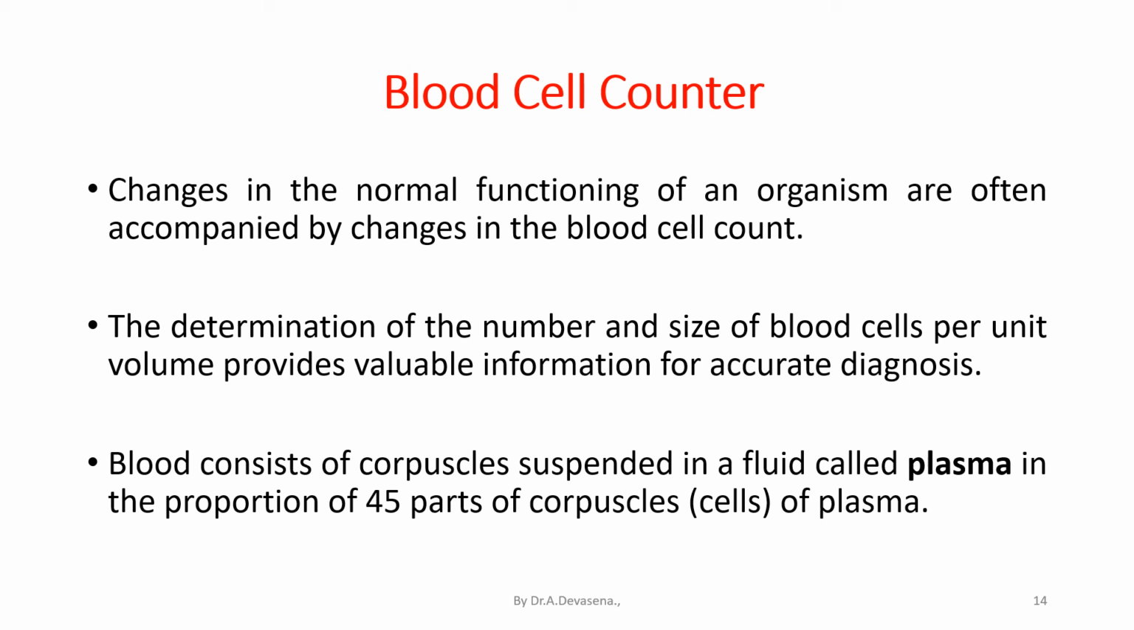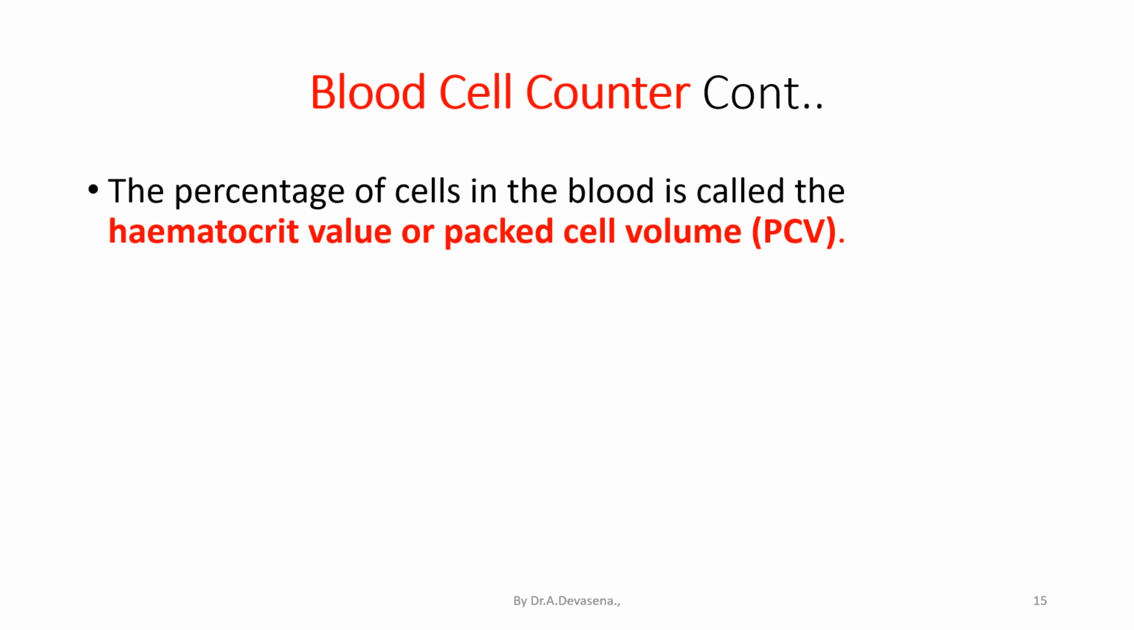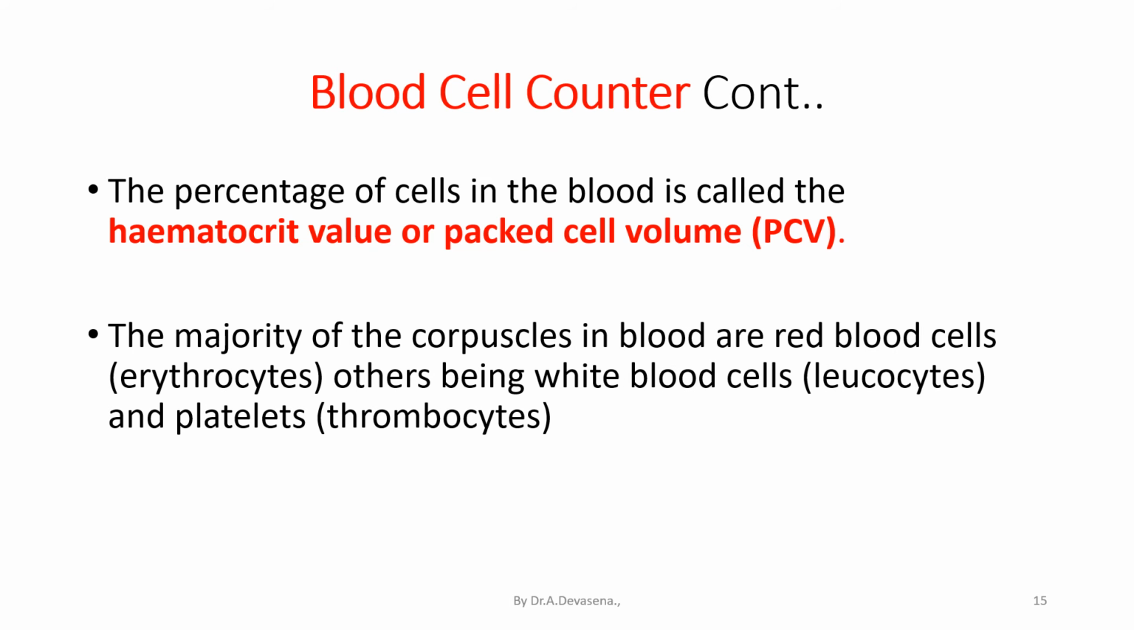Blood consists of corpuscles suspended in a fluid called plasma in the proportion of 45 parts of corpuscles, that is cells, to 55 parts of plasma. The percentage of cells in the blood is called the hematocrit value or packed cell volume (PCV). The majority of the corpuscles in blood are red blood cells, that is erythrocytes, the others being white blood cells, that is leucocytes, and platelets, thrombocytes.